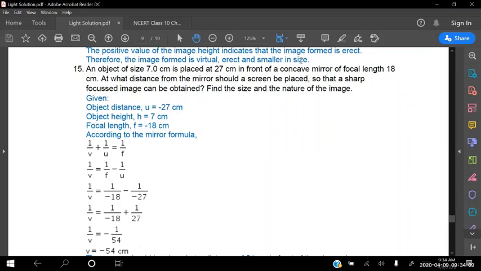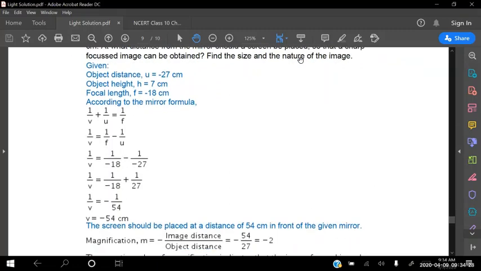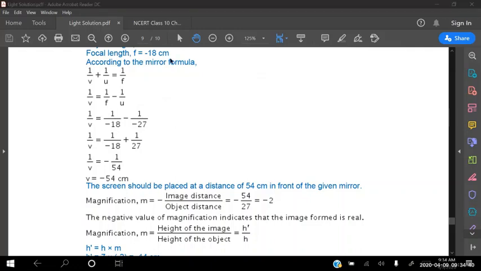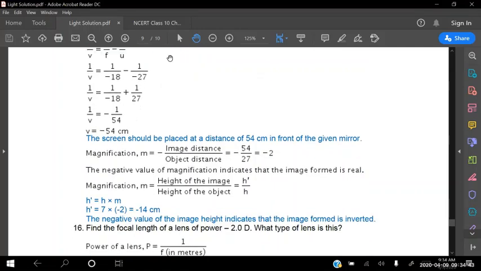So an object of size 7 centimeter is placed at 27 centimeter in a concave mirror of focal length 18 centimeter. Concave mirror has always negative focal length. So U is also minus, F is also minus, height will never be minus because it will be always erect. But your image size can be different, image position can be different. So you just see they have put the values here, and we have got this answer.